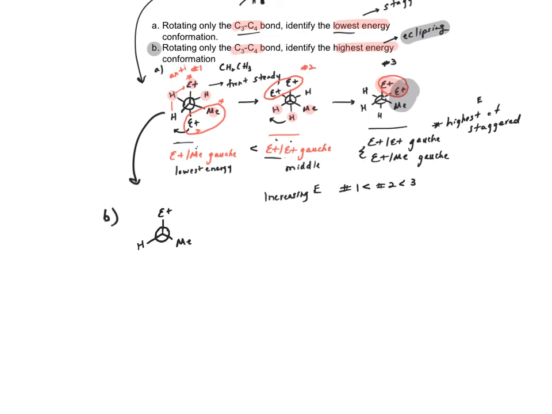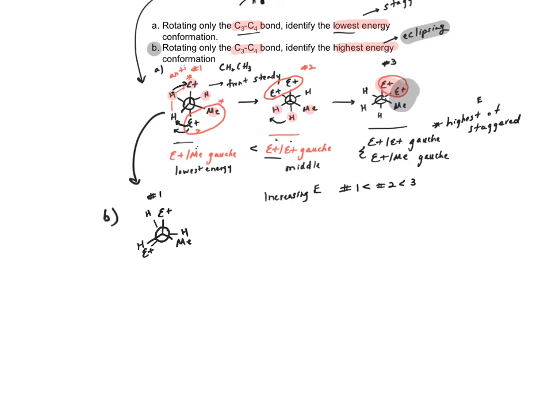I'm going to draw the back carbon, and now I'm going to take that back carbon and rotate it into the first eclipsing conformation. So I'm going to have my ethyl right by my hydrogen. Now I'm going to have my hydrogen, this guy, right by my ethyl, and then I'm going to have my hydrogen right by my methyl. So this will be eclipsing conformation number 1.